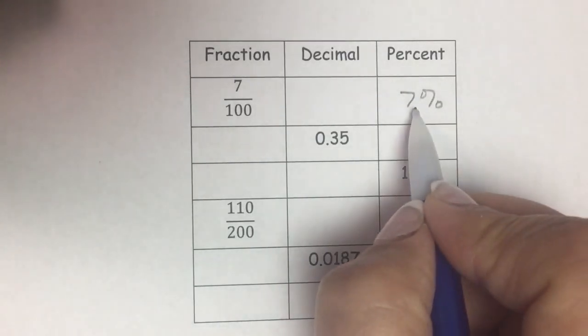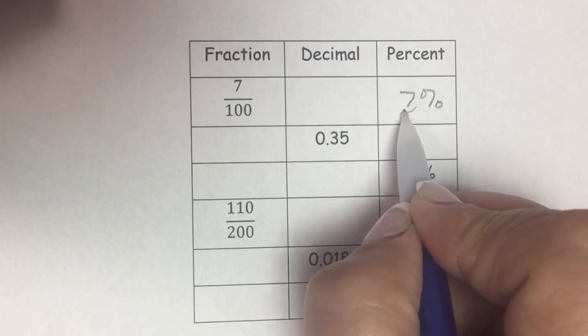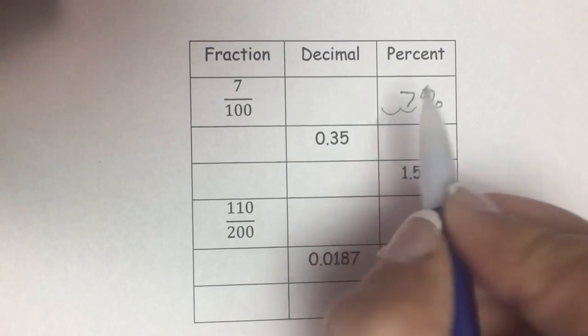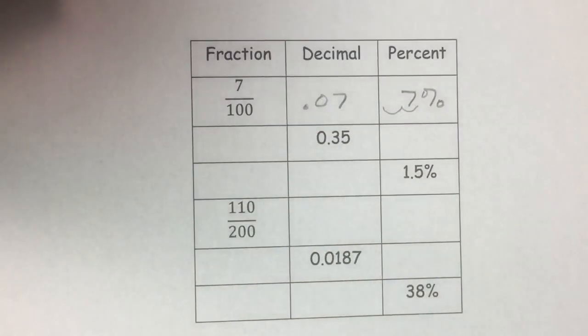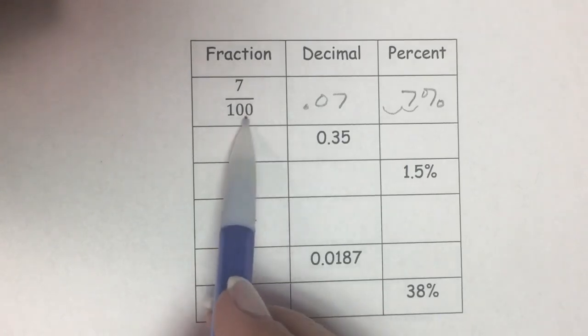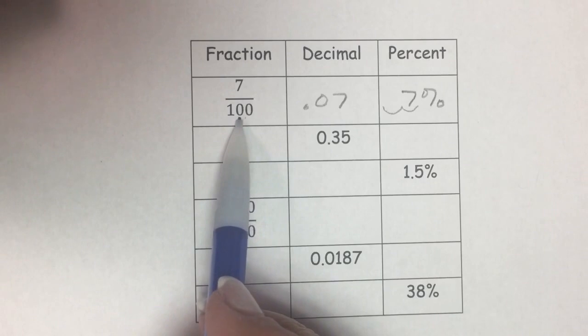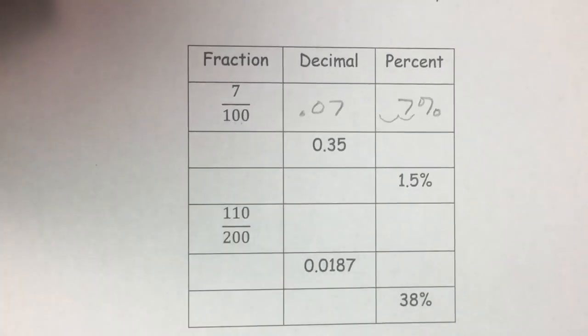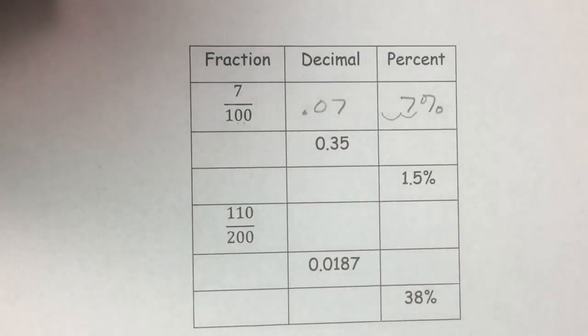And now how do I change this percent to a decimal? I move it over 2 places to the left. So that would be 0.07. Now remember, another way to change a fraction to a decimal is just read it correctly. This is 7/100ths, and you should know that 7/100ths looks like this as a decimal.